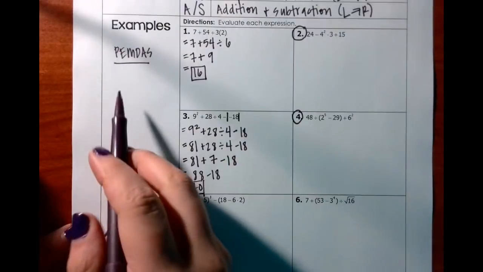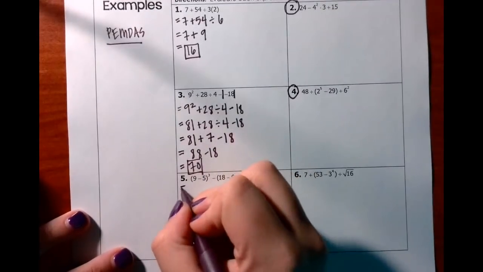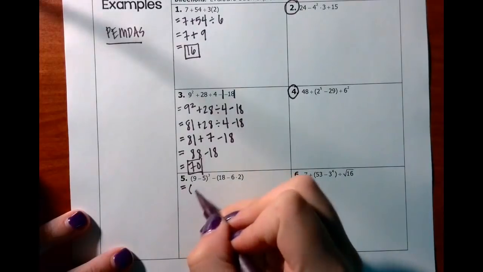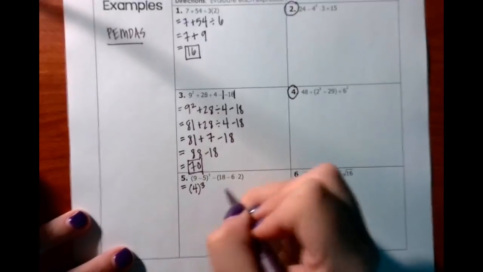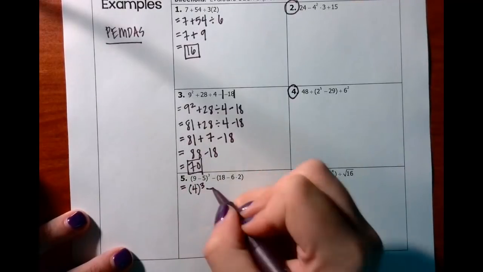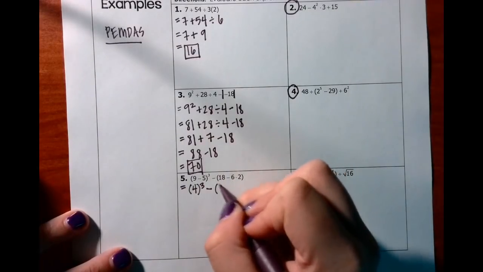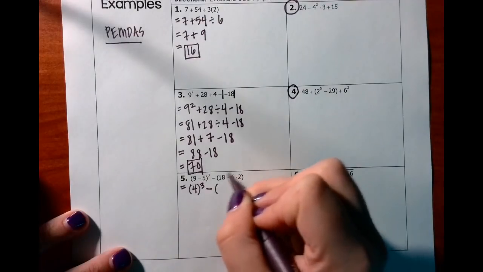So, PEMDAS, first thing I'm going to check for is parentheses. I've got lots of parentheses, so we're going to deal with that first. Same as before, we go left to right. So, 9 minus 5 is 4. We're going to keep that exponent. We're not going to evaluate it yet. Minus. Now, when we go into parentheses, let's say we have multiple operations just inside the parentheses. Then we start PEMDAS over again inside the parentheses.